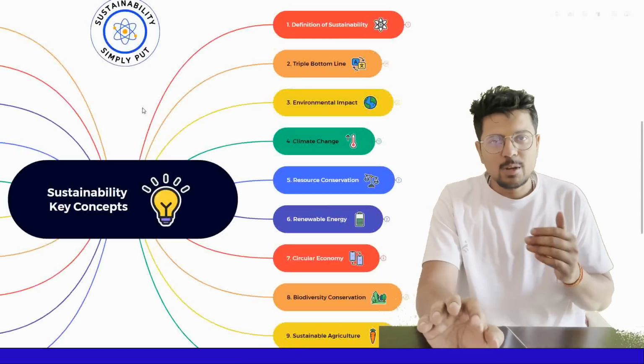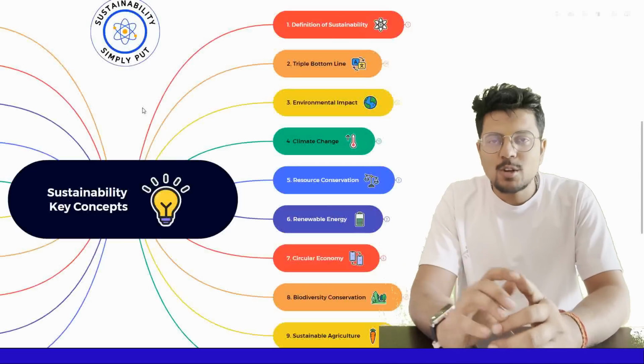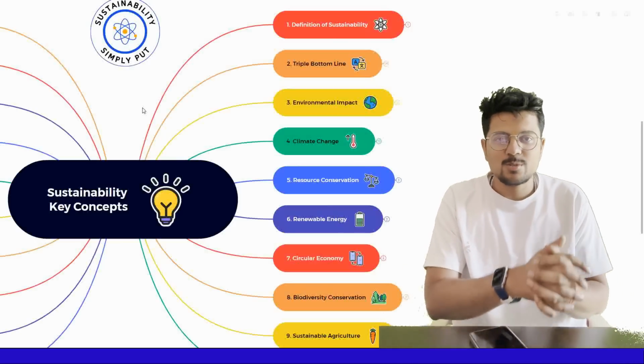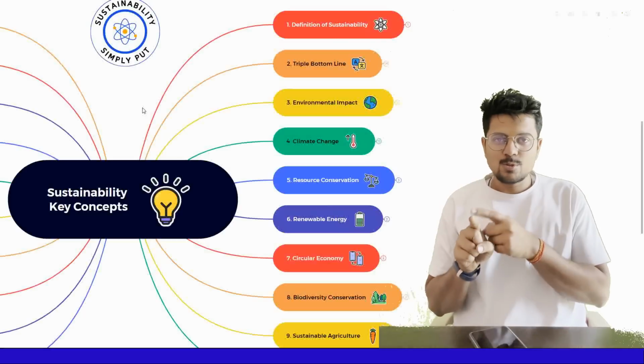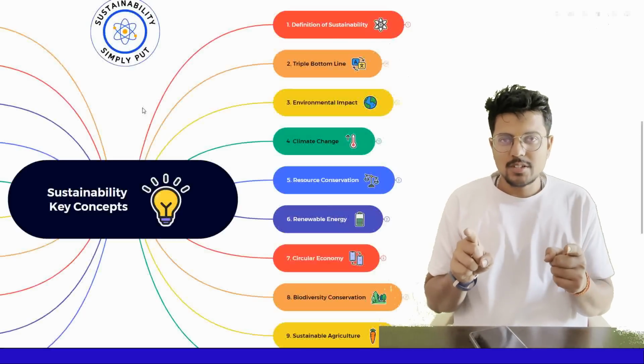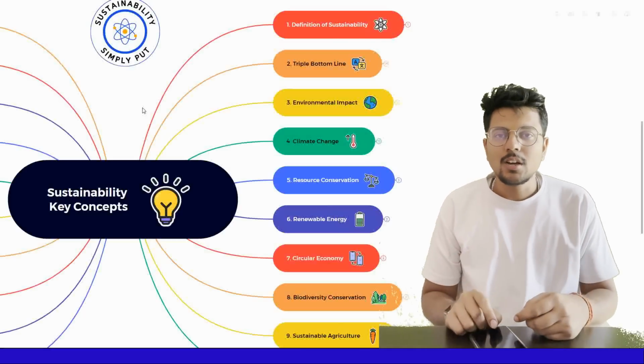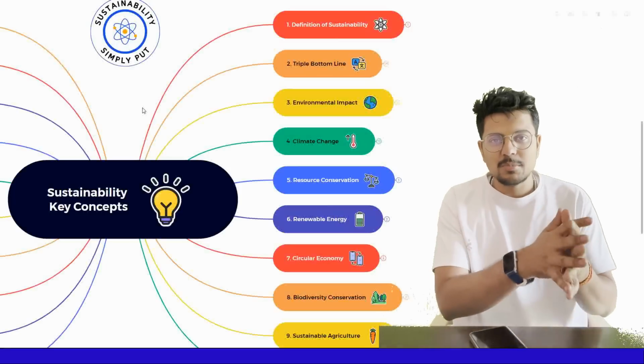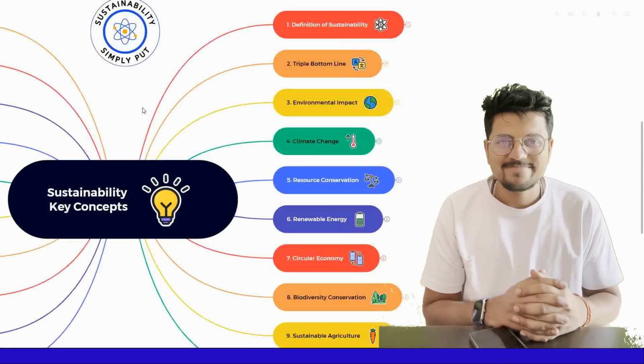We have already covered 4 concepts. Today is the 5th concept, which is resource conservation. Let's understand how resource conservation is related to sustainability and how it can contribute towards bringing sustainable development to reality. Let's start.